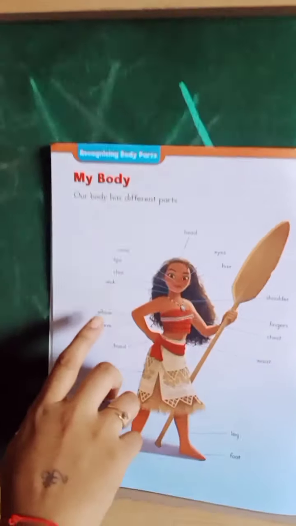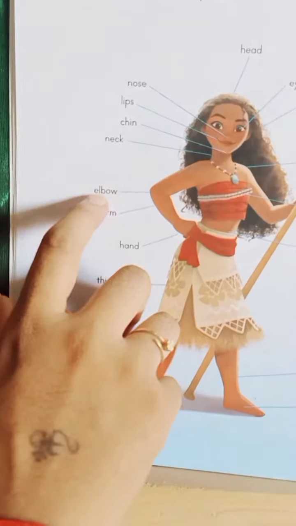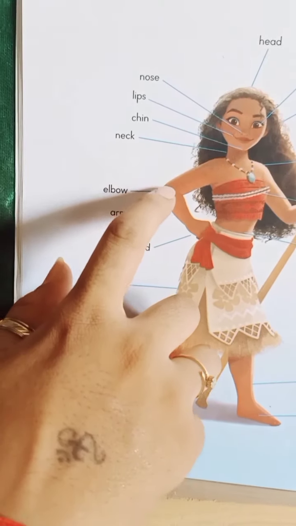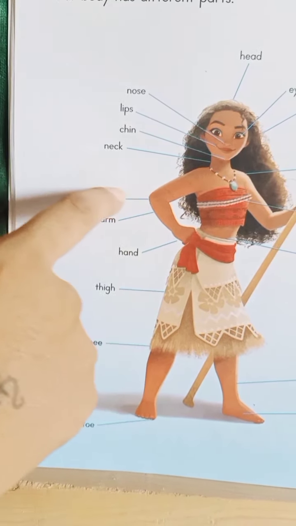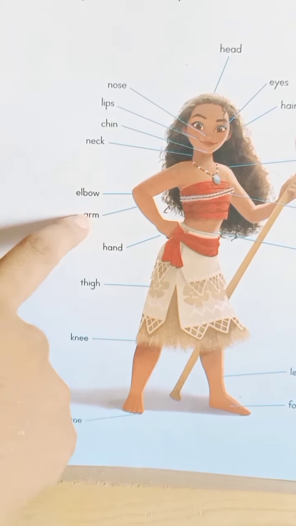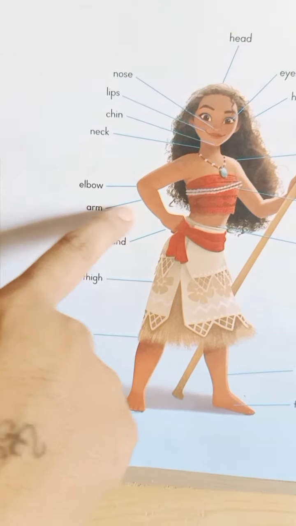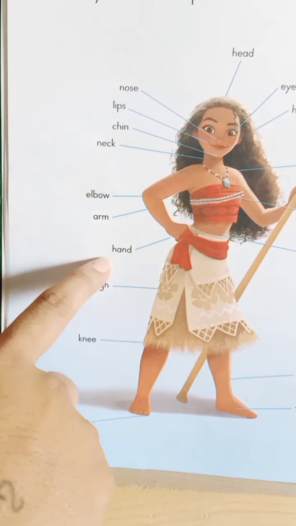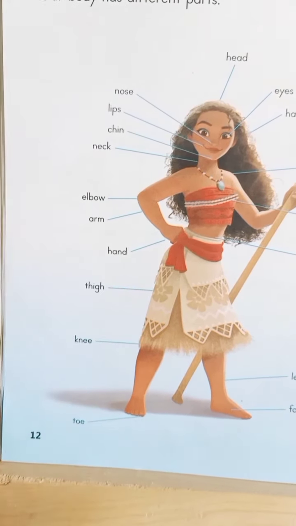So now, elbow. This is called elbow. Arm. Hand. So we have one elbow in our one hand, and this is called arm. This is called arm, and full is hand. Okay.